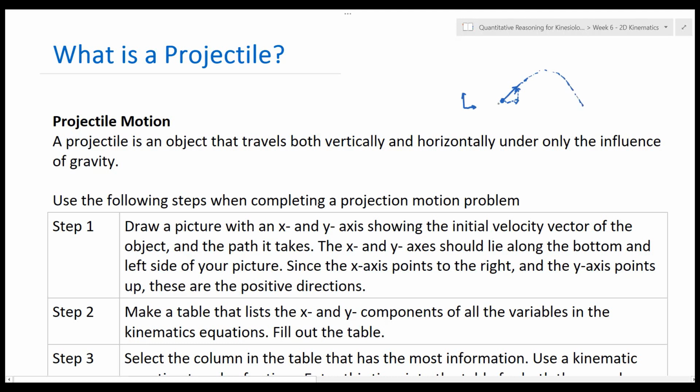Right? So the shape that a projectile takes, its trajectory, is a parabola. And anytime an object is thrown on an angle and the only force that's acting on it is gravity, it's going to be a projectile motion problem.